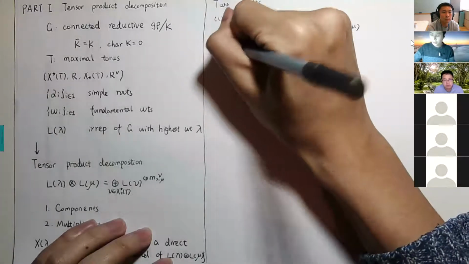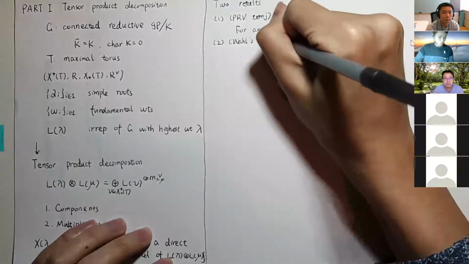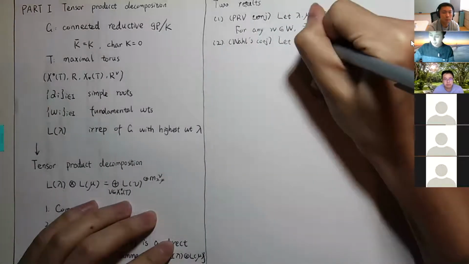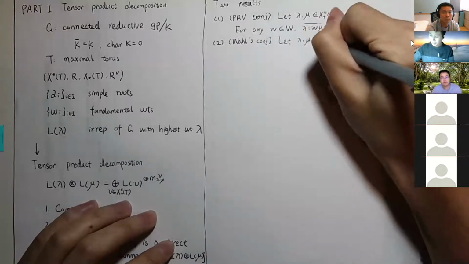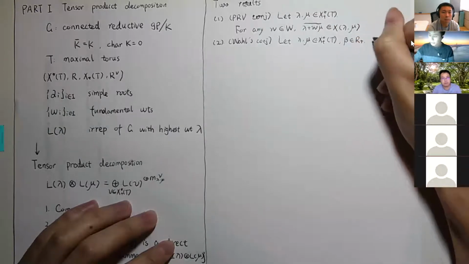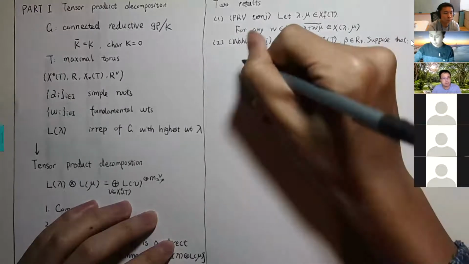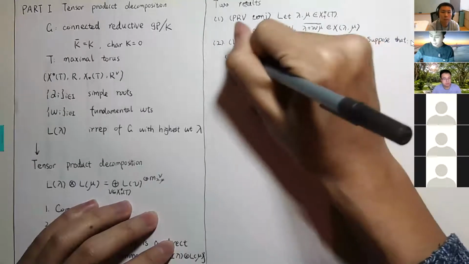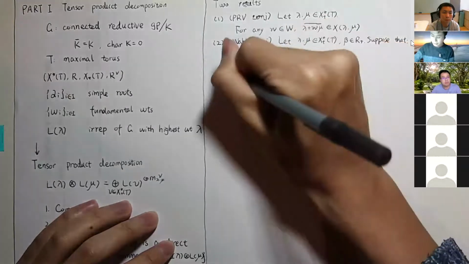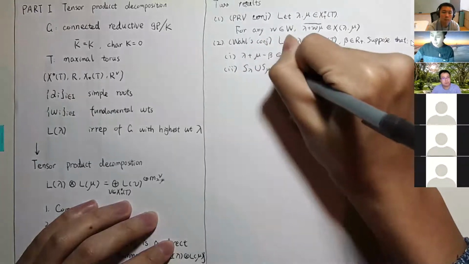And the second one is a counterpart of the PRV conjecture, which is also proved by Kumar. Let lambda and mu be two dominant weights of G, and beta be a positive root. Suppose we have the following two conditions. First, lambda plus mu minus beta is still a dominant weight. And secondly, the union of S lambda with S mu is containing F beta.